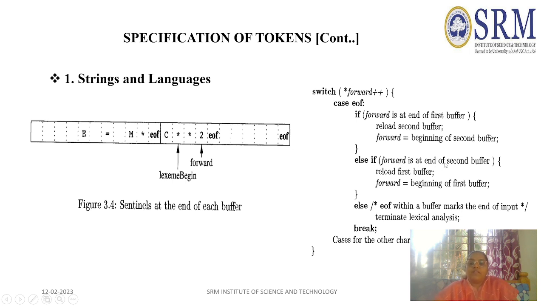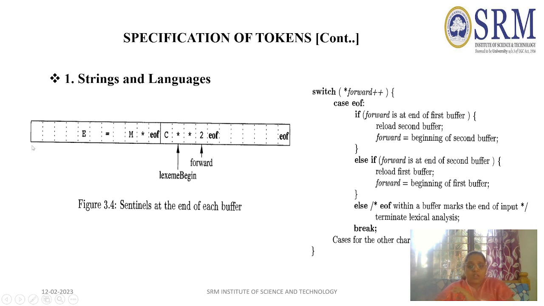If the forward pointer is at the end of the second buffer, what do we have to do? We have to reload the first part of the buffer, and the forward pointer will wrap around to the first position of the first buffer, right? So if the forward pointer is at the end of the second buffer, reload the first buffer for getting new inputs, and the forward pointer will move to the beginning of the first buffer.